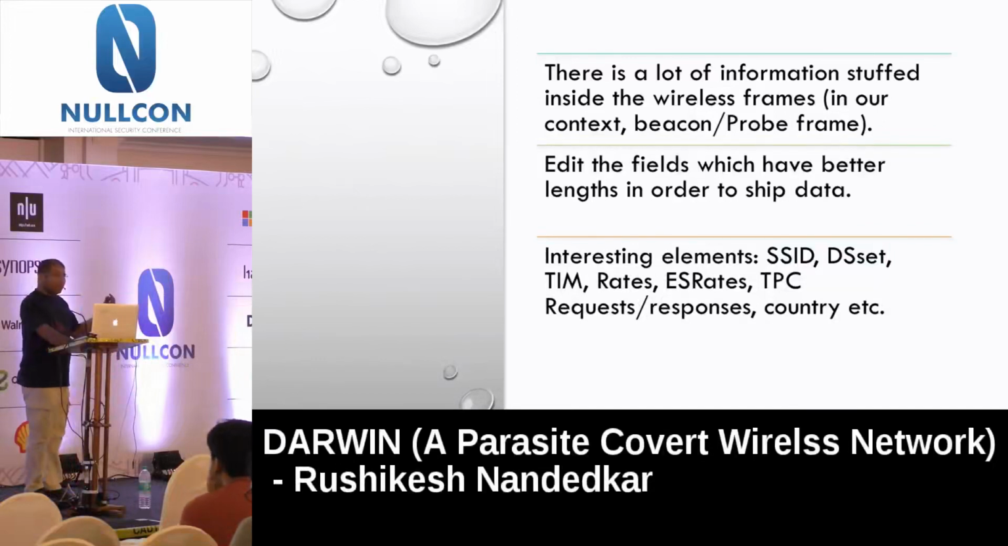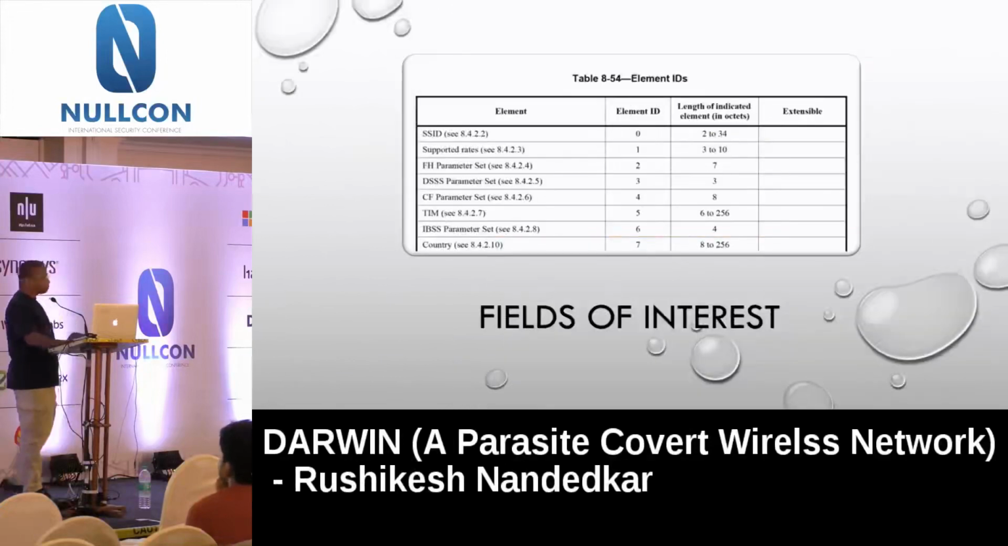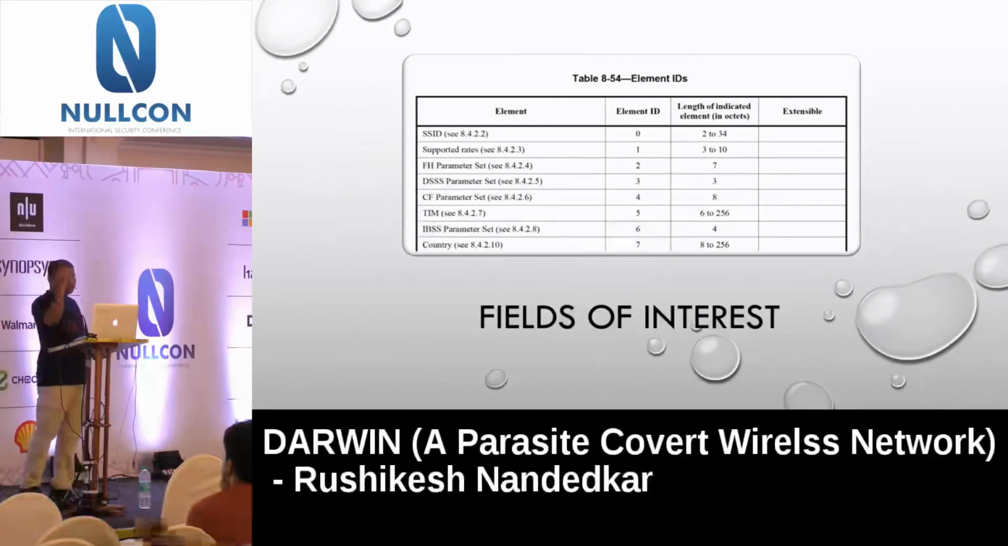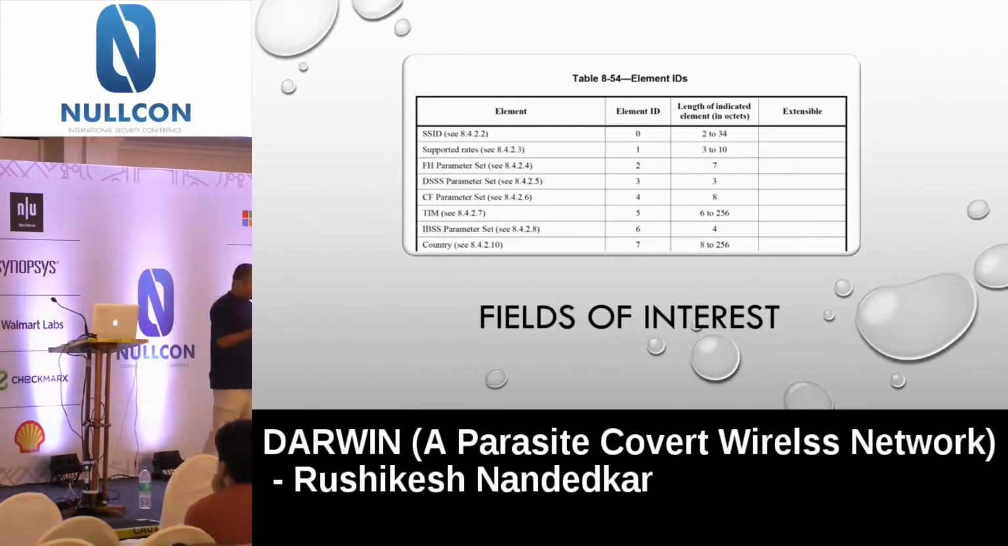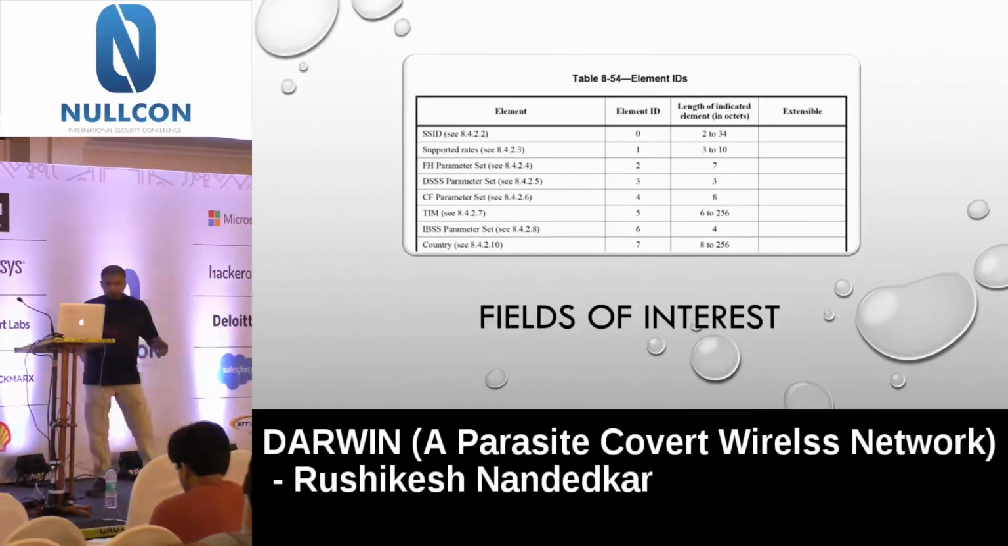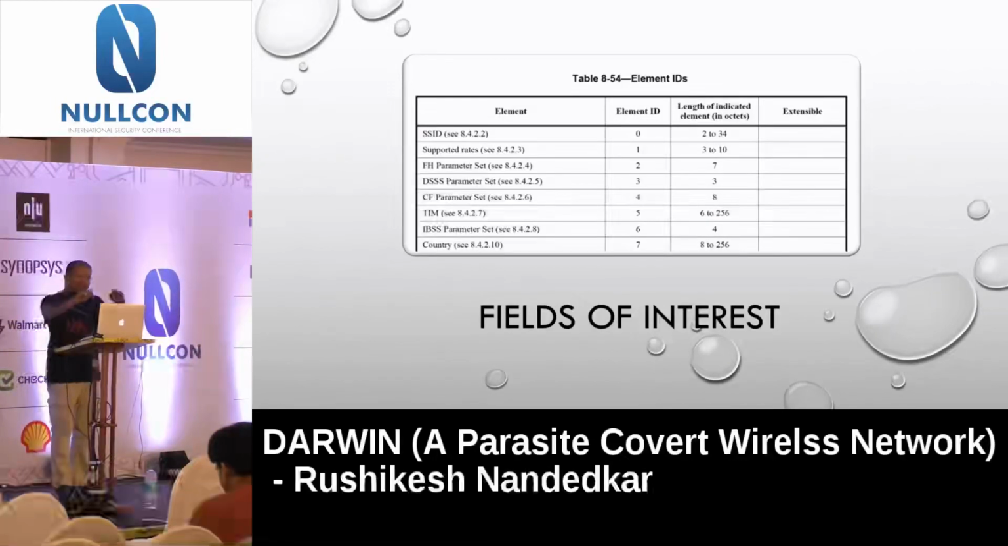So: SSID, DS set, TIM (traffic indication map), rates, extended rates, TPC request and response, country. Now you would be questioning what exactly all these names are. Here it is. Again, this would not be readable. Is it readable or semi-readable? While understanding the function of every element in a wireless frame, I browsed through these 6,500 pages many times. And one time, accidentally, just 2 hours before my talk at BruCON, I came across this table. Till then, I was working only on one parameter, the traffic indication map. But stumbling upon this table gave me a lot of fields. We'll come to know what exactly is meant when we say these are fields of interest.